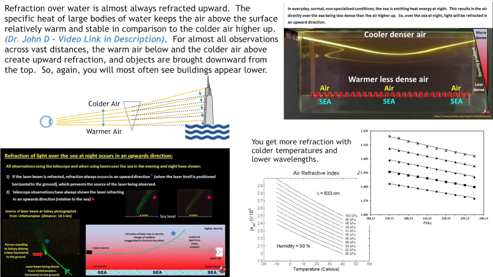And so what our eye then in return thinks is along that black dotted line. It thinks that that's where the actual object came from. And so it essentially brings the entire object down lower. Also of note, you get more refraction with colder temperatures and lower wavelengths. So something to keep in mind.